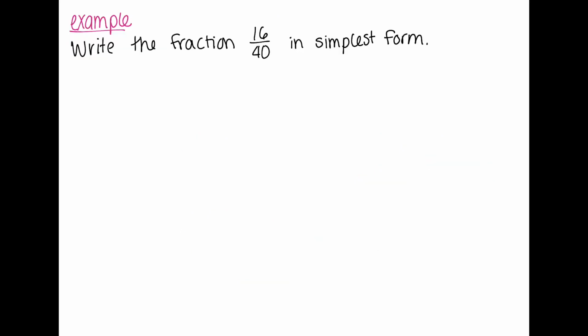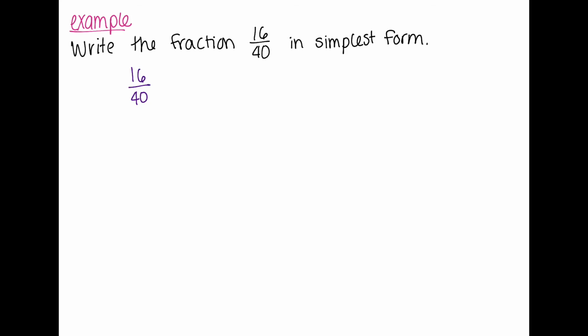Write the fraction 16 over 40 in simplest form. So you'll notice that 16 over 40 is not in simplest form, and you might be able to think of a few numbers off the top of your head that divide both 16 and 40. There are different ways to approach this problem. So I'm going to go ahead and write 16 over 40. One thing you need to know is that one of the math things we can do is divide the numerator and denominator of a fraction by the same number, and the fraction will remain the same.